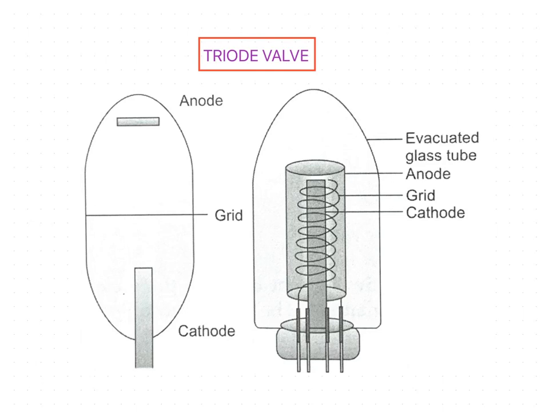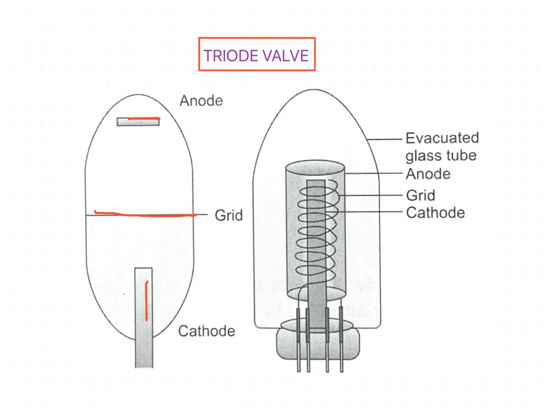If you see the construction of this triode valve, it is almost the same as that of the diode, but in addition it contains a third electrode called the grid, which is placed between the filament and the plate. So the triode valve consists of three electrodes: the cathode, the anode and the grid, and the grid is placed in between the cathode and the anode.